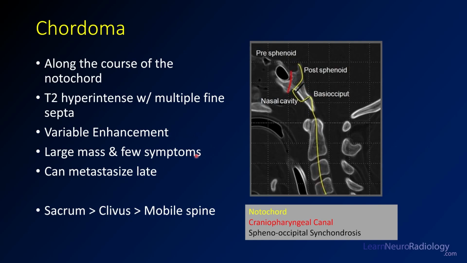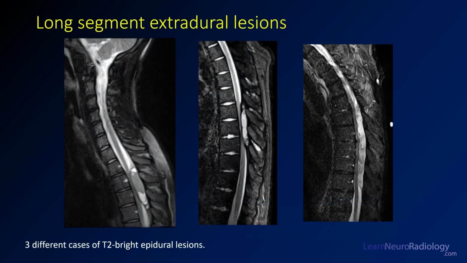They tend to be relatively large with relatively low symptoms. The most common locations are in the sacrum, followed by the clivus, and then in the mobile spine, as we saw in this case. So think about that if you see a lesion, particularly if it's very T2 bright. T2 hyperintensity is a classic characteristic of chordomas.